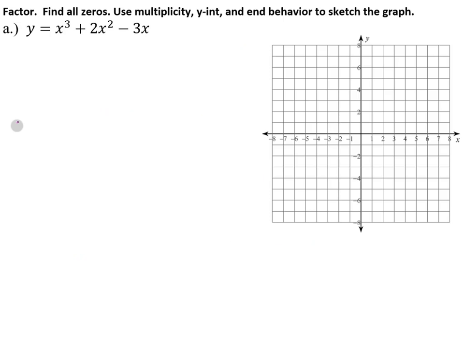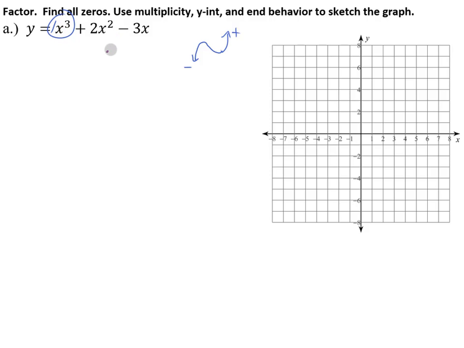All right, so now we have some new tools in our toolkit, which we'll need to use for some of these. So if I want to graph something that's in standard form, we can first look at our largest degree here. So our directions say factor, find all zeros, use multiplicity, the y-intercept, and end behavior to sketch a graph. So let's first look at our leading term. Because the leading coefficient is positive, remember that means the right-hand side is going up. And because it's an odd degree, that means they go in opposite directions. The left-hand side is going down.